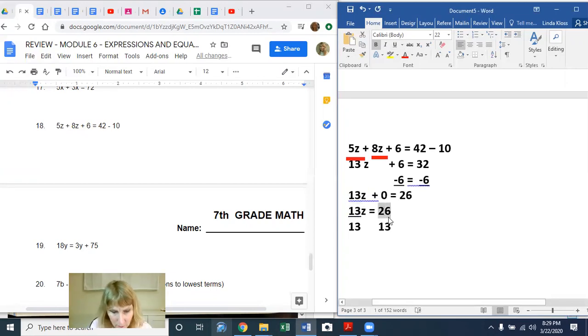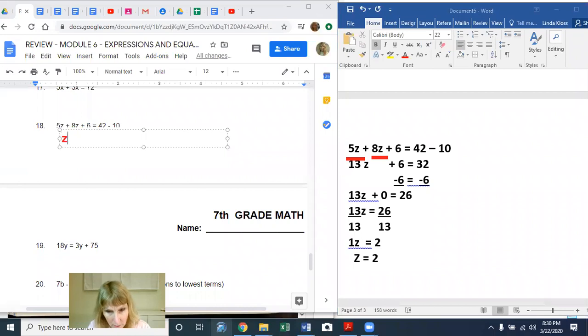13, 26, they're both going to be divided by 13. 13 divided by 13 is 1z equals 26 divided by 13. That may not be obvious to you right away, but what's 13 times 2? 26. Now I'm going to drop the 1 with the z. So z is going to equal 2. So my answer then, to put over here on my paper, z is equal to 2.